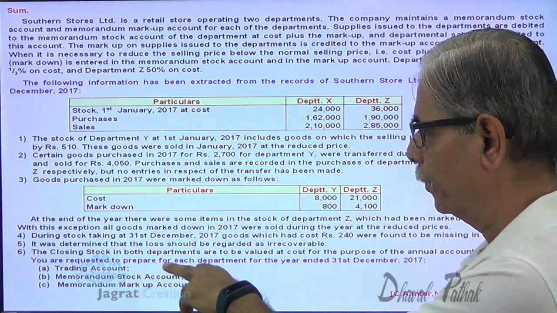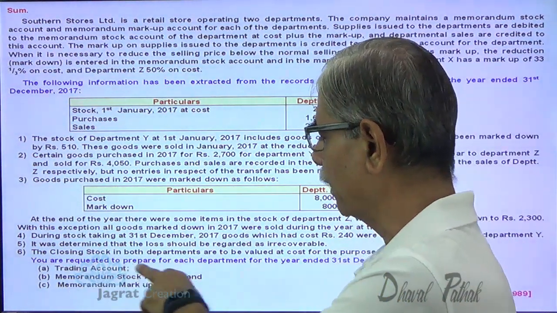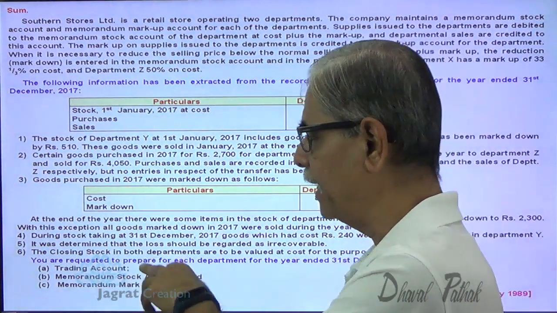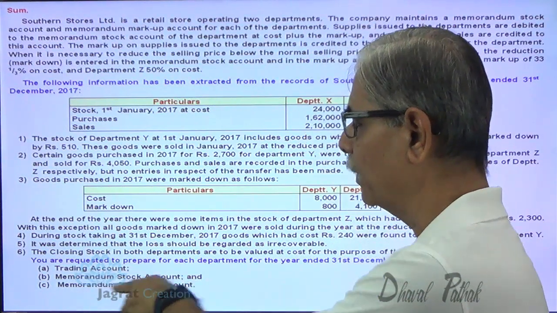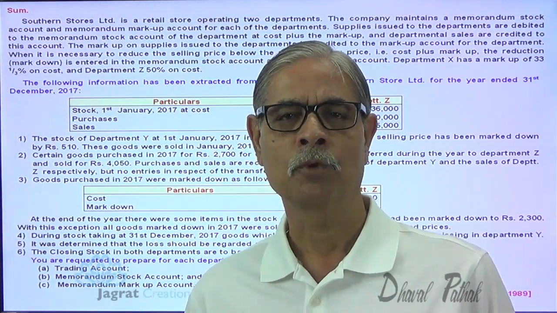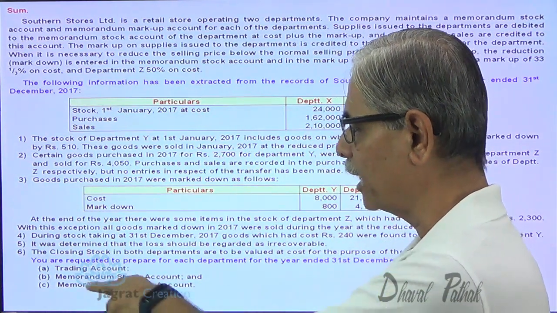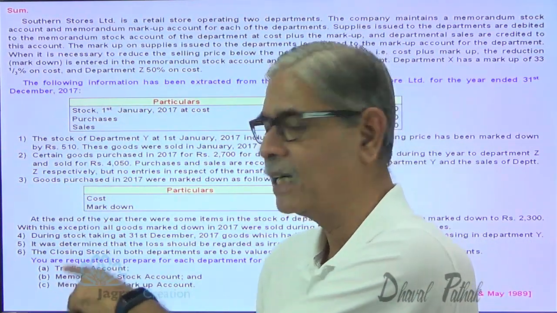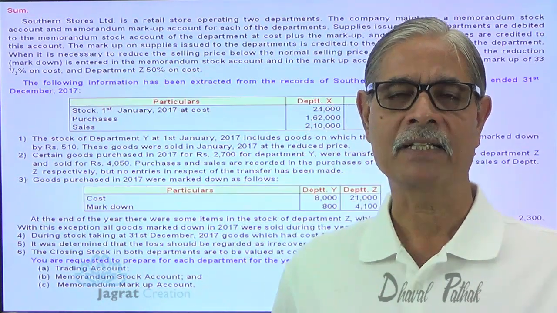The closing stock of both the departments is to be valued at cost for the purpose of annual accounts. You are requested to prepare each department's trading account for the year ended on 31st of December 2017. The trading account that we prepare is a part of books of accounts. The Memorandum Stock Account and Memorandum Markup Account are working notes. The gross profit found out by preparing these two working notes and the gross profit that you find out by the trading account are going to be the same. That's an important understanding.